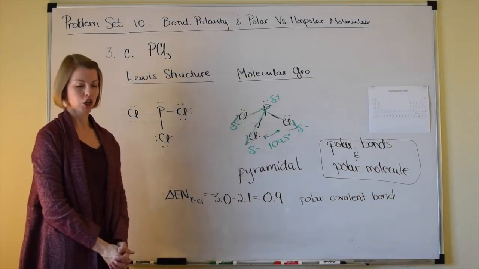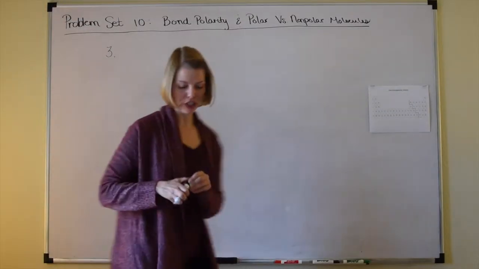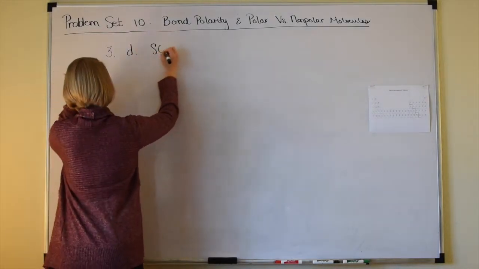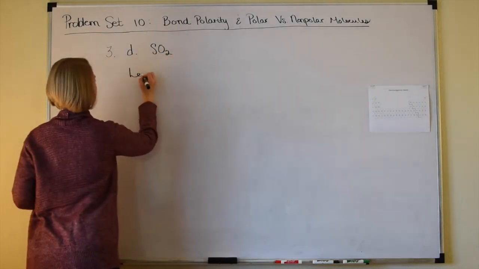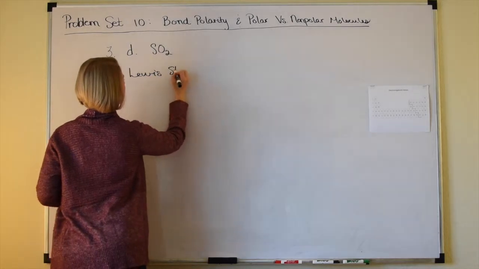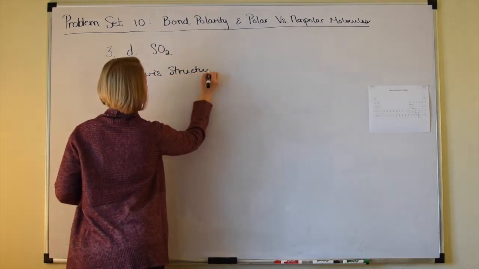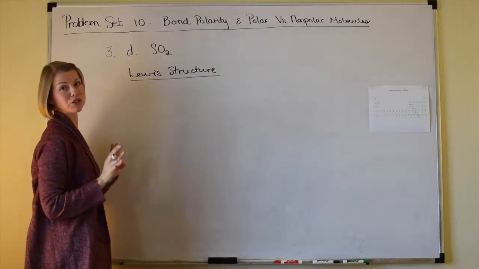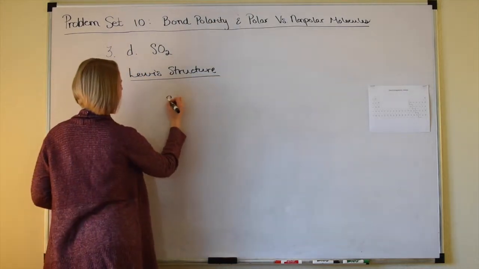All right, let's go on to D. Okay, D, sulfur dioxide. Lewis structure. Again, I'm just going to do it fast. You can go through the 5 rules if you need to for extra practice.